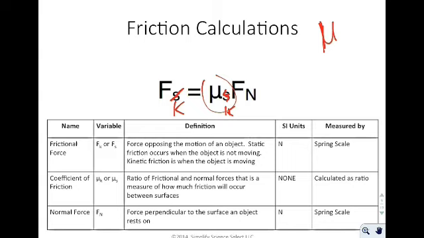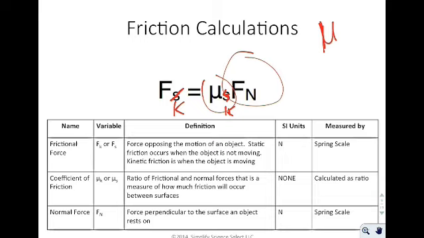So it's like, what are the surfaces ratio. Do you have smooth surfaces against each other? Do you have coarse surfaces like sandpaper against each other? And then finally you have the normal force. The normal force we've already talked about is the force that's perpendicular to the surface an object rests on.